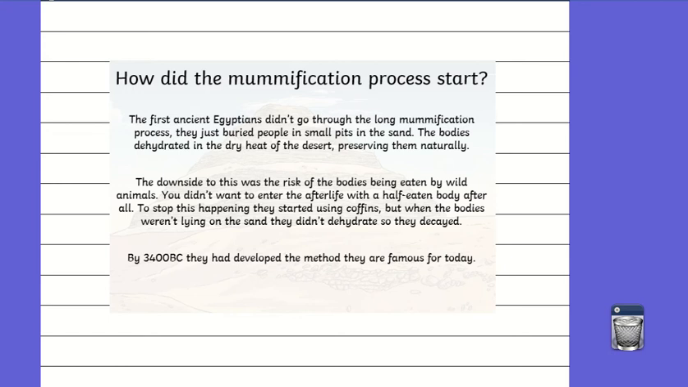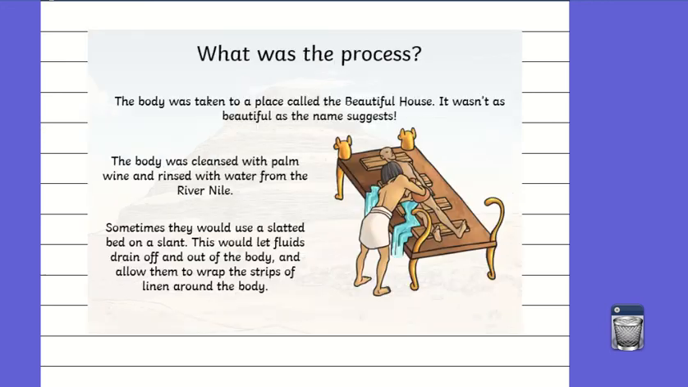To stop this happening, they started using coffins. But when the bodies weren't lying on the sand, they didn't dehydrate, so they decayed. So that means they became rotten. By 3400 BC, they developed the method that they are famous for today. So it all started because they buried people in the sand, and because of the dry heat of the desert, they dehydrated. They tried to move on and improve their method by using coffins, and realised that because they weren't in the sand, they didn't dehydrate, so became rotten.